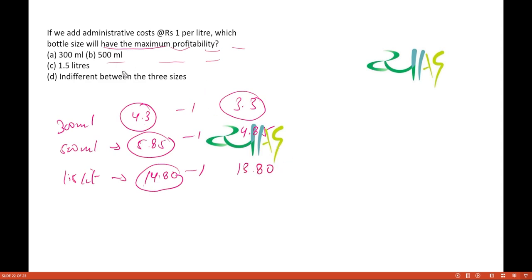Now what was the cost for each of these? I think here it was 15.4, here it was 12 point something, 12.80 something, and here it was 25.20.